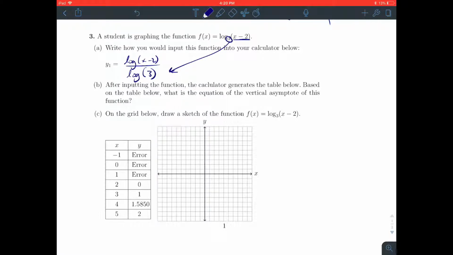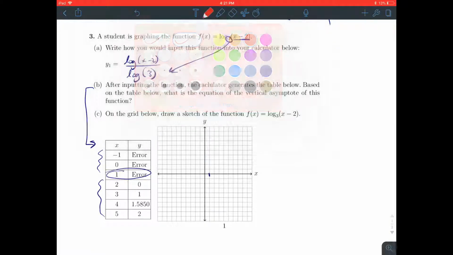After inputting the function, the calculator generates the table below. Based on the table, what is the equation of the vertical asymptote of the function? The vertical asymptote is a barrier that divides the error region, where the graph doesn't exist, from the region where the graph does exist. That barrier is at x equals 1. So at x equals 1, we have a horizontal, that's not right. At x equals 1, we have a vertical asymptote. Let's draw it in red.